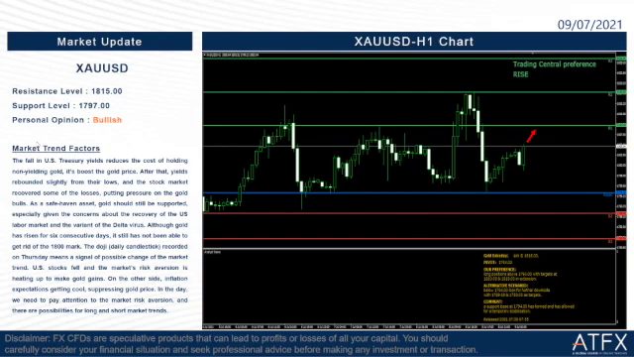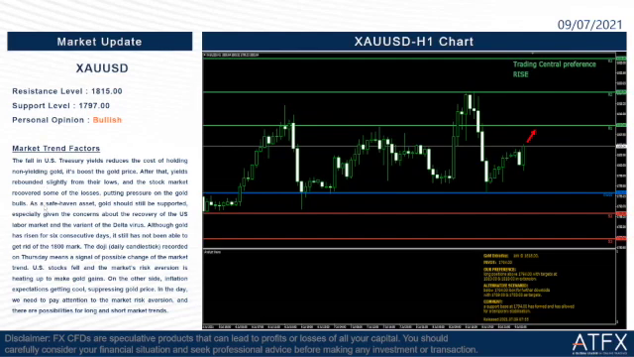So why? Let's review the market trend factors here. The fall in U.S. Treasury yield reduces the cost of holding non-yielding gold, so it boosts the gold price. After that, yields rebounded slightly from their lows, and the stock market recovered some of the losses, putting pressure on the gold bulls. So as you can see here, that is why the gold price went up and then went down again.